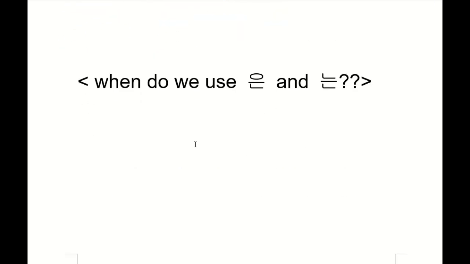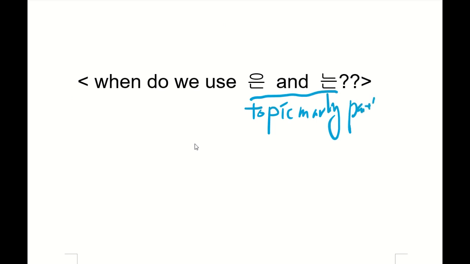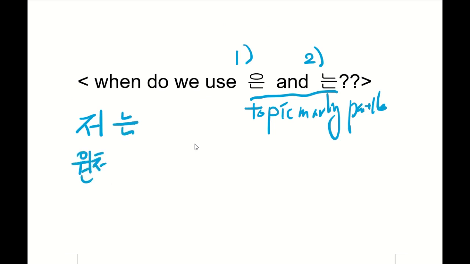Okay. But then, so this 은는, they are topic marking particles, right? Then, when do we use 은? When do we use 는? It's pretty simple. So, 저는, 원철은. It's just for the sake of pronunciation.